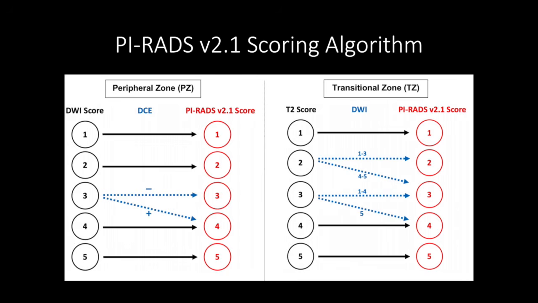Okay, now that we have a better idea of what normal and benign look like, let's talk about the PI-RADS scoring algorithm to help us pick out the lesions that we think are cancer. So there are two different algorithms depending on where the lesion is located. One for the PZ lesions or peripheral zone lesions on the left here, and another for TZ lesions or transition zones here on the right. And we're going to go through each of them in detail.